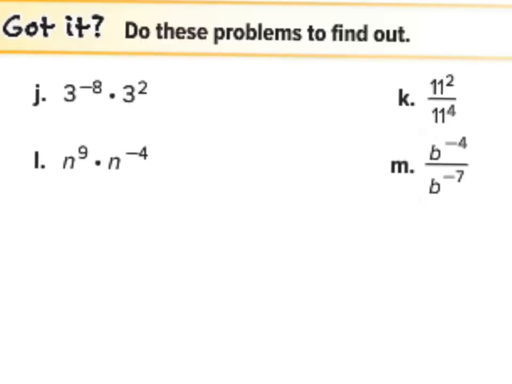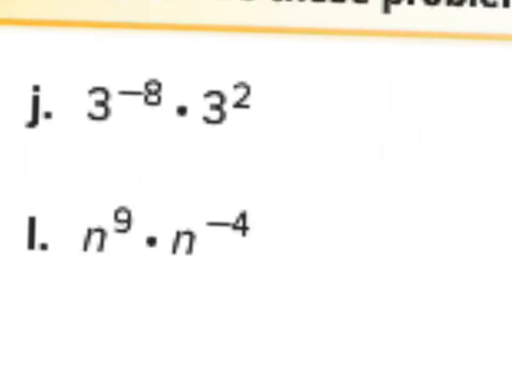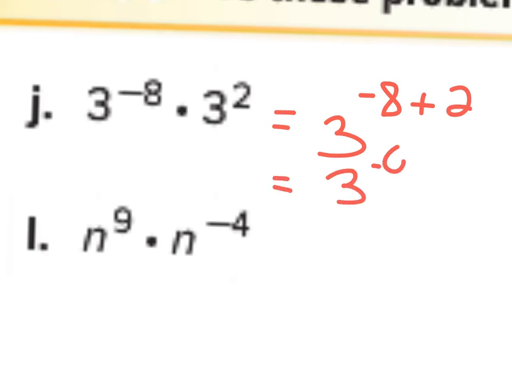Okay, if you're comfortable with this, go ahead, pause it, and try it on your own. Pause now. Let's check J. We have 3 to the power of negative 8 times 3 to the power of 2. I can simply write it as 3 to the power of negative 8 plus positive 2, which is going to be 3 to the power of negative 6, right? I'm going to jump ahead to C so I don't have to scroll around too much. We have n to the power of 9 divided by n to the power of 4. So really I'm subtracting those, so I have n to the power of 5.